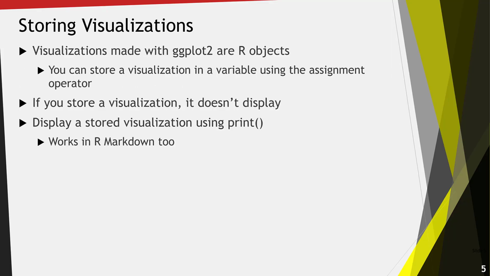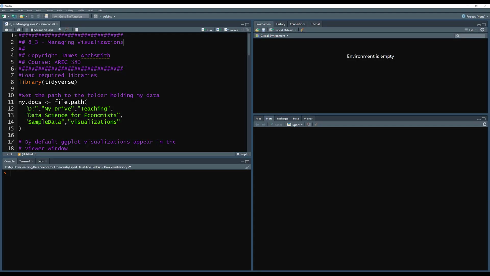Visualizations made with ggplot2 are R objects. What this means is you can store a visualization in a variable using the assignment operator. When you store a visualization, it doesn't display in the viewer window, but you can view a stored visualization using the print function on that variable. This works in R Markdown as well. So let's go ahead and store some visualizations and variables.